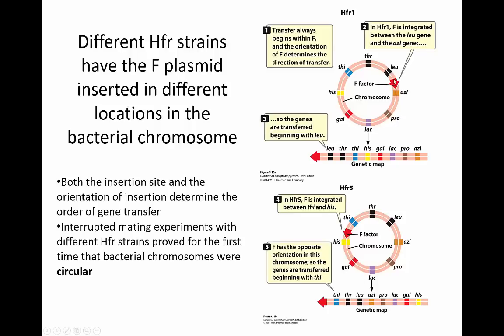And so here's the F plasmid. The first one to transfer is Leu, then 3, then Thi, etc. In this other line, the first gene to transfer was Thi, then 3, then Leu, then azi. And this actually showed the Leu and the azi genes next to each other, whereas the map from the other line showed the Leu and the azi genes on far ends of the map. And so people first got the idea from these experiments that the bacterial chromosome is probably going to be circular.